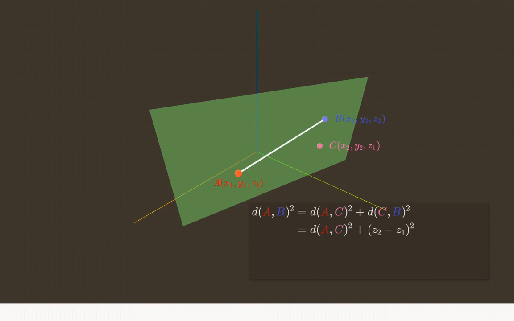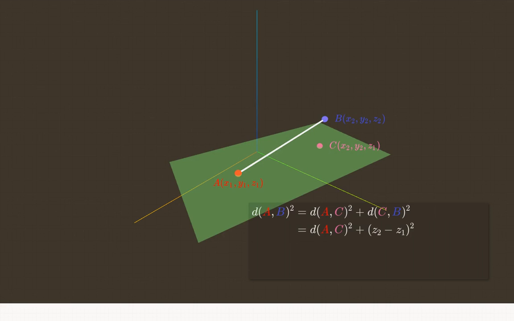Now to get the distance from A to C, we look at the plane that goes through A and C and is parallel to the xy plane. Applying the Pythagorean theorem in this plane gives distance squared from A to C is (x2 - x1)² + (y2 - y1)², since they have the same z coordinate. Putting this together, we get distance squared from A to B equals (x2 - x1)² + (y2 - y1)² + (z2 - z1)².